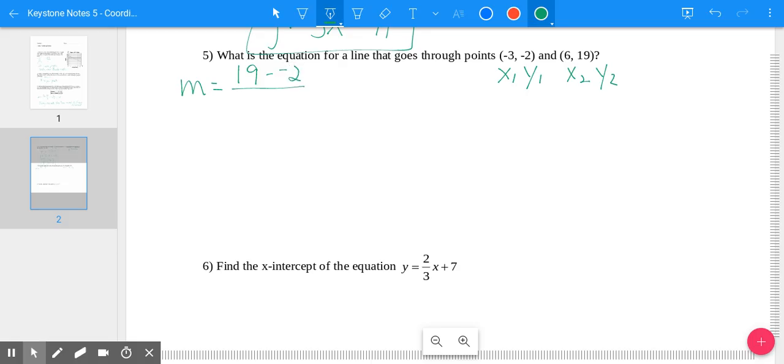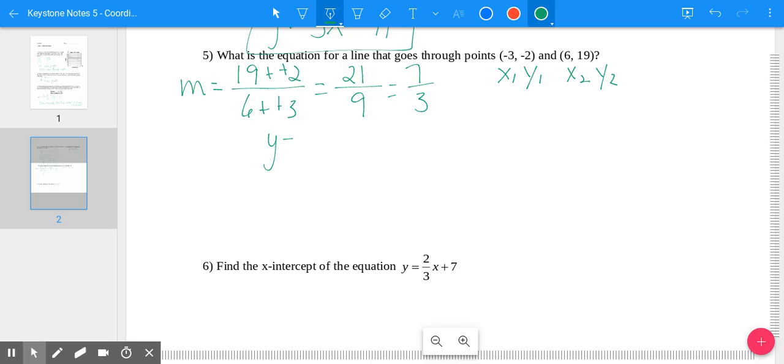y2 minus y1 on the top, then we want x2 minus x1 on the bottom. The nice thing here is that all those subtraction and negative signs change to plus. So we're going to have 21 over 9, which we can reduce to 7/3. From here, you're going to pick whichever ordered pair you want and use the slope and repeat what we did in question 4. So we're going to replace y1, m, and x1 in that point slope form.